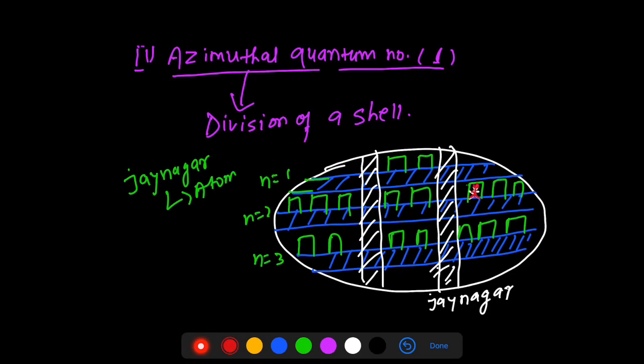Now I need to find a person who is living in this particular building here in red, right? So first thing, if I need to find this person, do I need to go to road number 2? Yes, I need to go to road number 2. So I will go to the second shell to find this person, right? So we'll go to n equals 2.